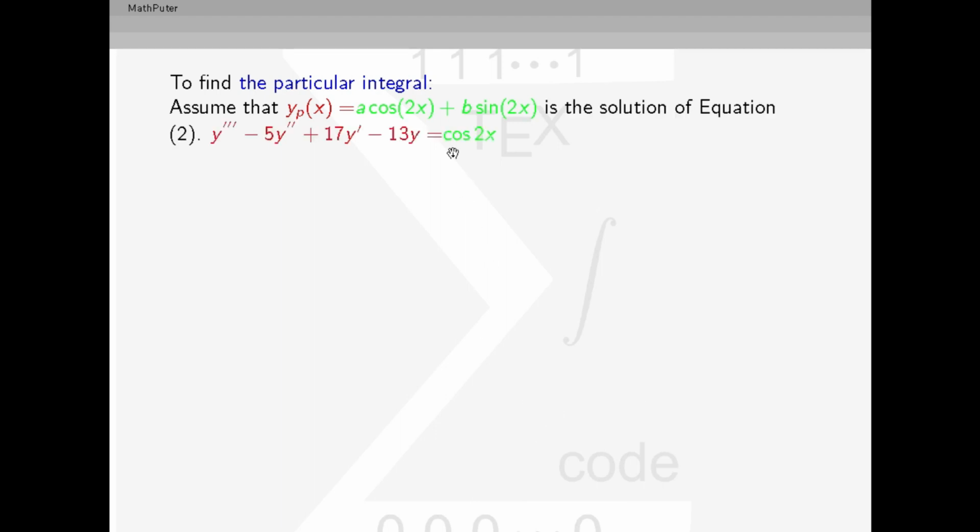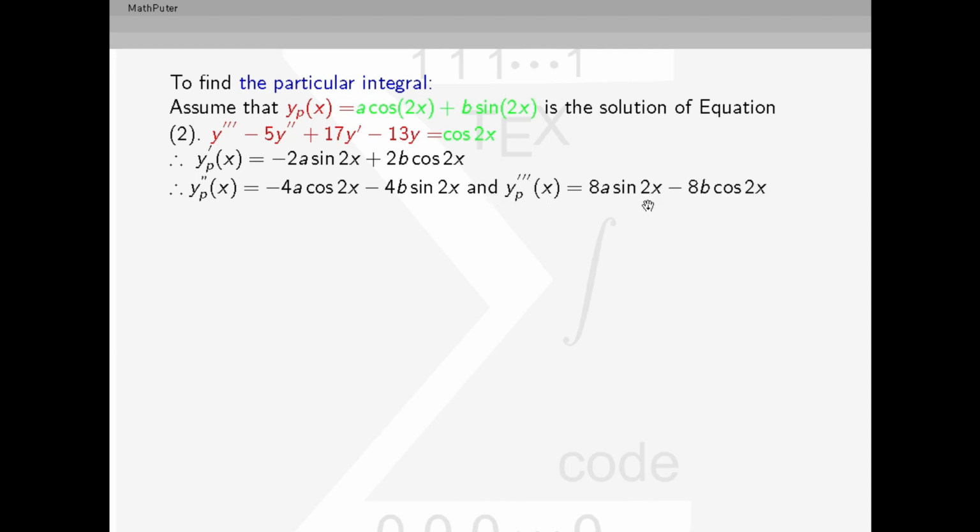Okay, now let us go for the particular integral. So the same thing we have. We assume a cos 2x plus b sin 2x as the particular integral for this equation. Look here, the right hand side is cos 2x, so I am writing the linear combination of cos 2x and sin 2x here, a cos 2x plus b sin 2x. What do we do now? We find yp dash, yp double dash, and the third derivative of yp, and we substitute into this equation. The derivative is very simple, so I am not wasting time. This is yp dash, you can work out yp double dash and the third derivative of y.